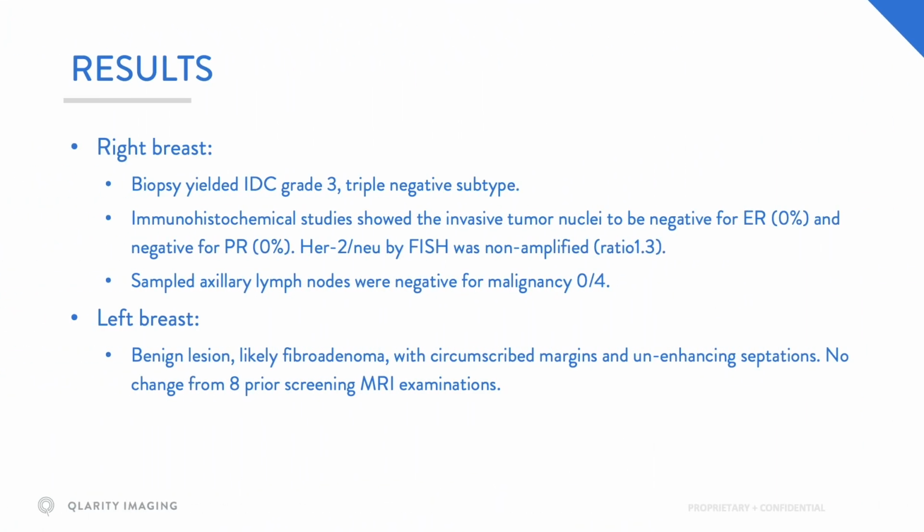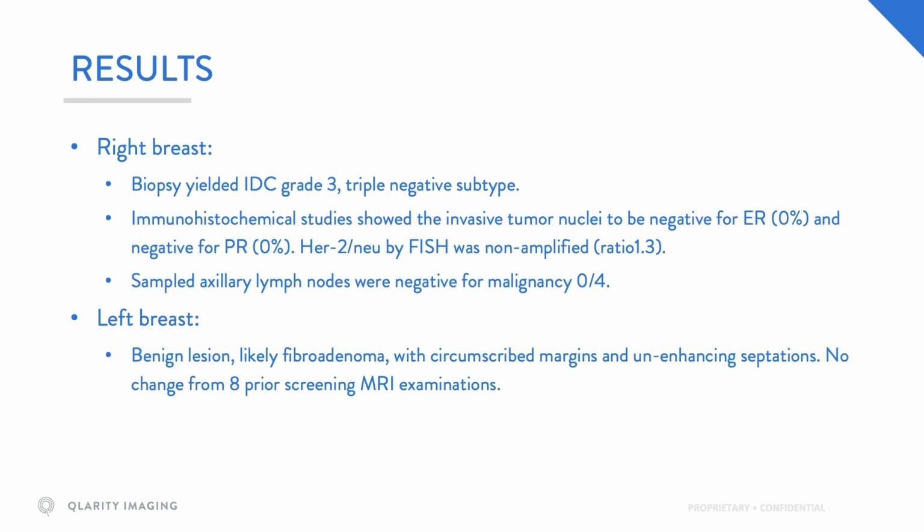The pathology results of the right breast were as follows: IDC, invasive duct carcinoma, grade 3, triple negative subtype. The immunohistochemical studies show that the invasive tumor nuclei were negative for ER and negative for PR, and the HER2 neu by FISH was non-amplified. So that is the classic reason that we have a triple negative breast cancer. The sampled axillary lymph nodes were negative for malignancy.